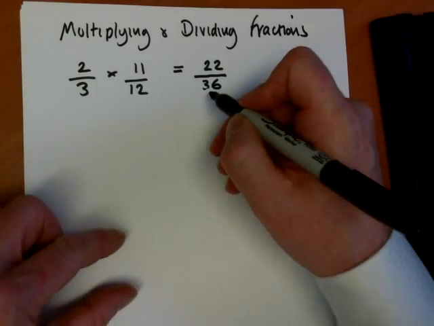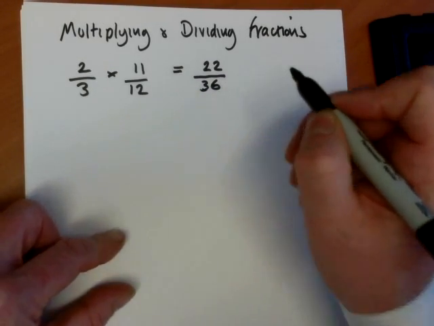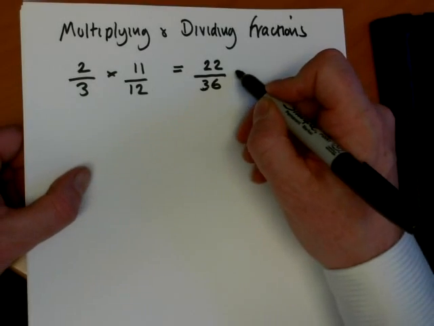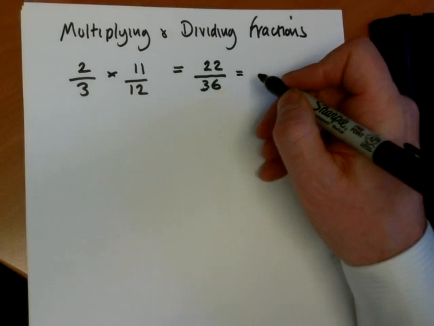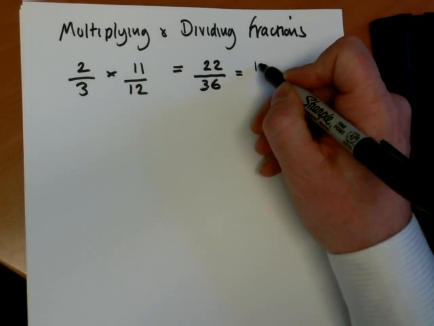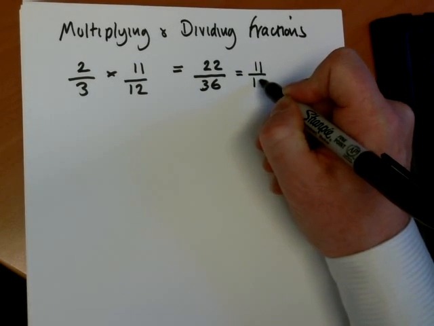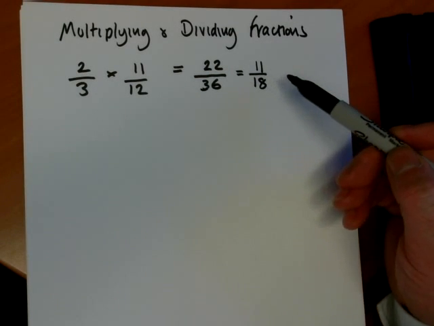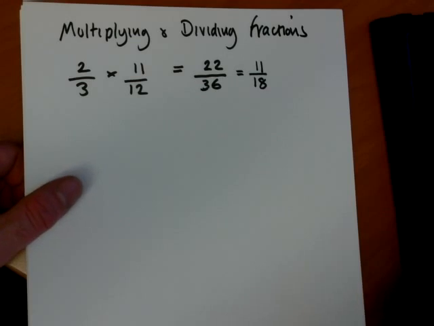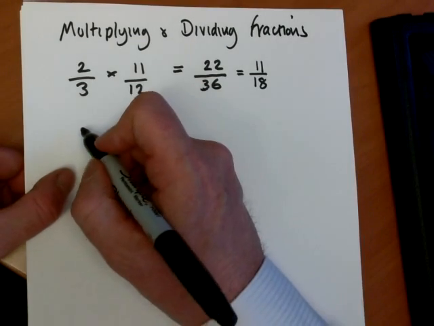Quite often they might want you to put the answer in what's called its simplest form. So we look to cancel down our fraction. We look for a number that goes into the top and bottom. An obvious one would be 2, and that gives 11/18. We can't make the answer any smaller because 11 has nothing that goes into it other than 1 and itself. It's a prime number.